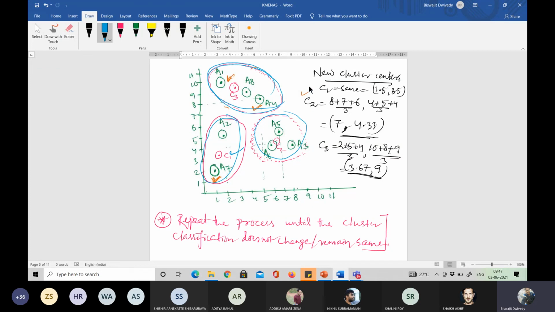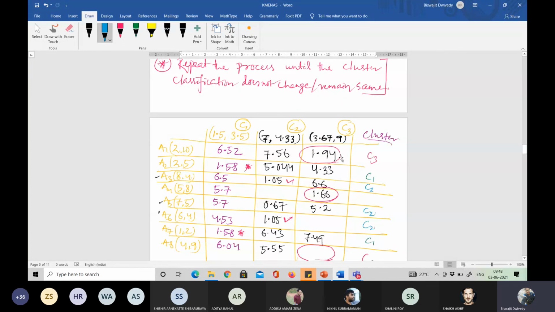After that, what happens? We have to perform the same step again. We'll be repeating the same steps. Again we'll be finding new cluster centers. The new cluster centers will be based upon these cluster points. So C1 will be the centroid of these 3 points, C2 will be the centroid of these 3 points, and C3 will be the centroid of these 3 points. We'll be calculating the centroids of these three clusters, and again we'll be doing the same calculation.